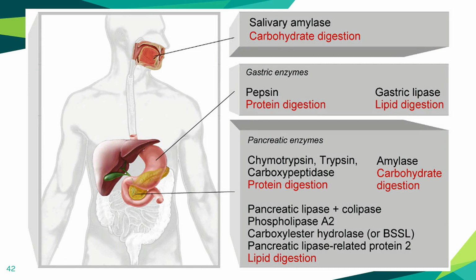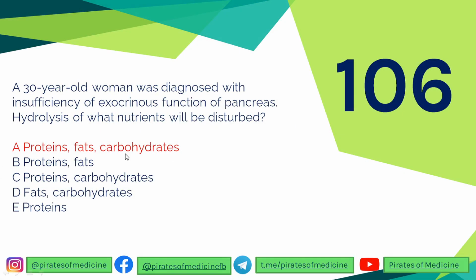For protein digestion, pancreas synthesizes chymotrypsin, trypsin, and carboxypeptidase. For carbohydrate digestion, it synthesizes the pancreatic amylase. For lipid digestion, it synthesizes the pancreatic lipase, the co-lipase, the phospholipase A2, carboxylester hydrolase, the pancreatic lipase related protein 2. And normally you can understand that if the exocrine function is impaired, then protein, fat, and carbohydrate hydrolysis or digestion will be disturbed.